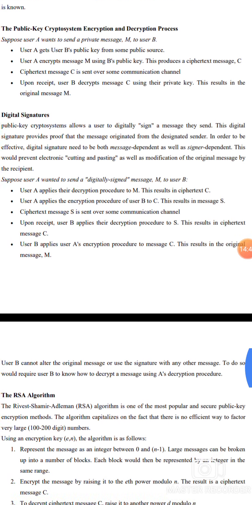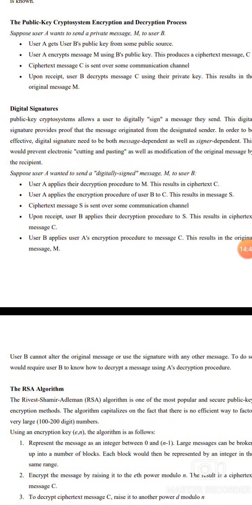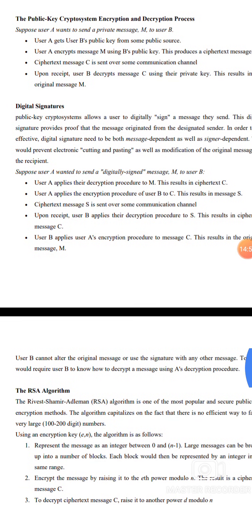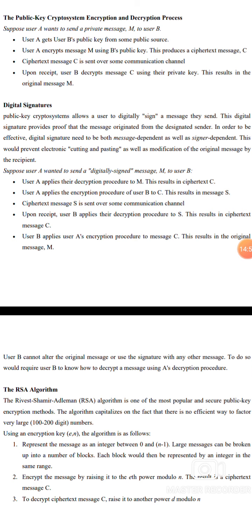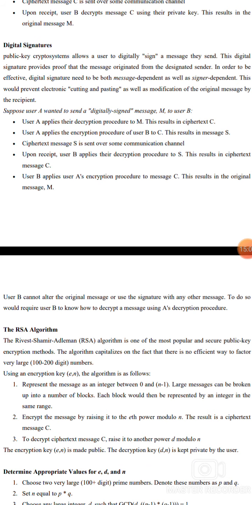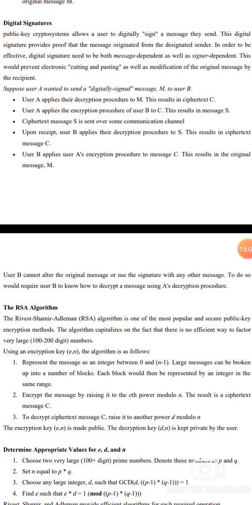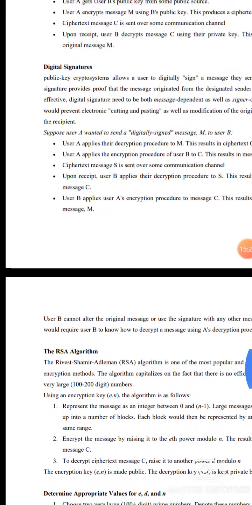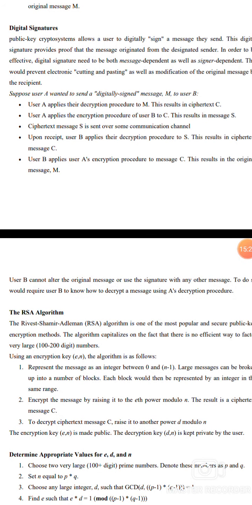Digital signature. The public key crypto system allows users to digitally sign the messages they send. This digital signature provides proof that the message originated from the designated sender. Suppose user A wants to send a digitally signed message M to user B. User A applies the decryption procedure to M, and then the encryption procedure with B's public key, resulting in the message.